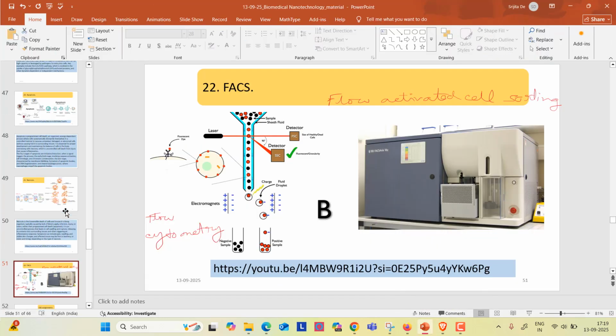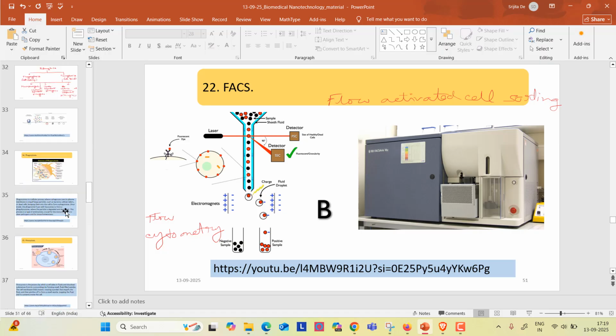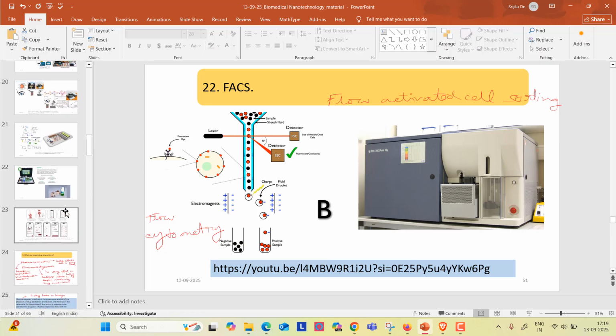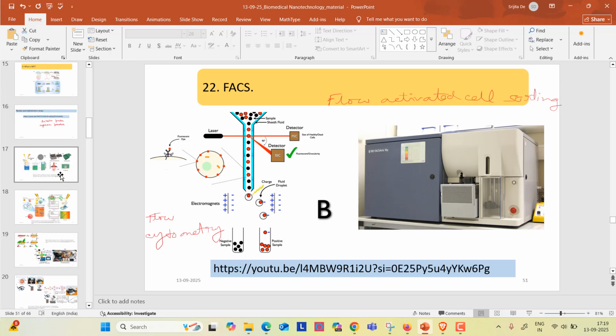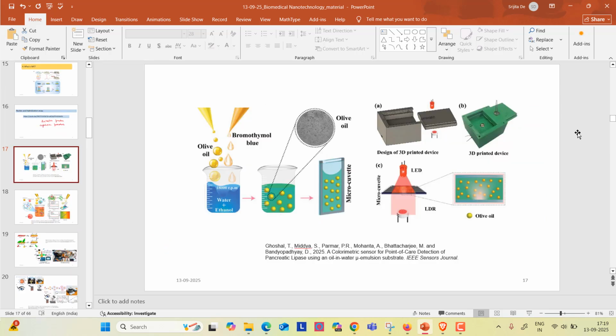Last thing I need to tell, I have shown some examples. I will be sharing this PPT. You can take it later also. I am giving examples of some POCT devices developed in our lab for detecting lipase. You know that lipase hydrolyzes olive oil and forms monohydrate fatty acid, right? So initially, when olive oil is given in water, it shows a blue color.